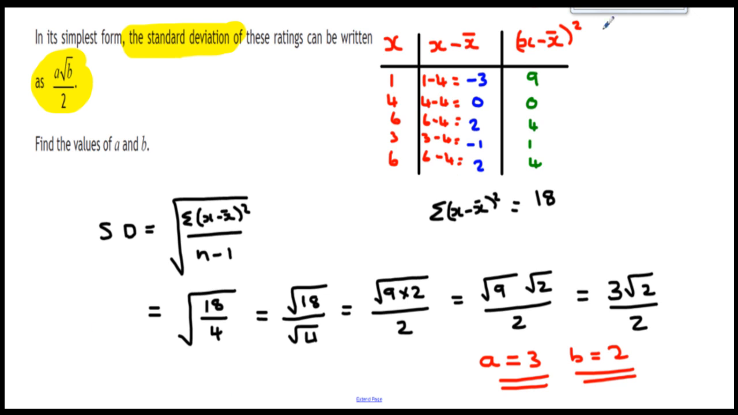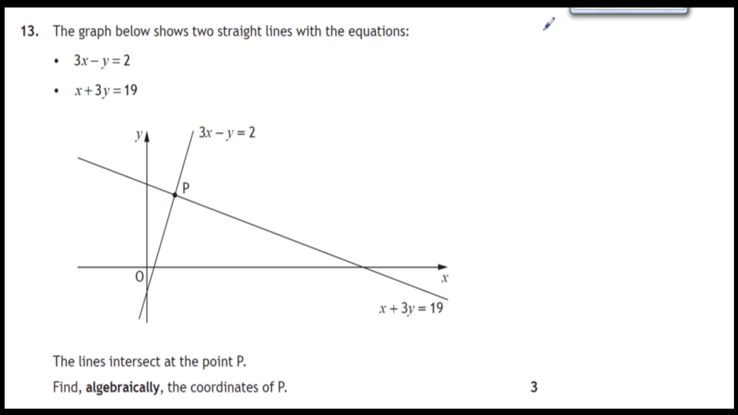The graph below shows two straight lines with equations 3x minus y is equal to 2 and x plus 3y equals 19. The lines intersect at the point P. Find algebraically the coordinates of P. Now basically we're solving simultaneous equations.